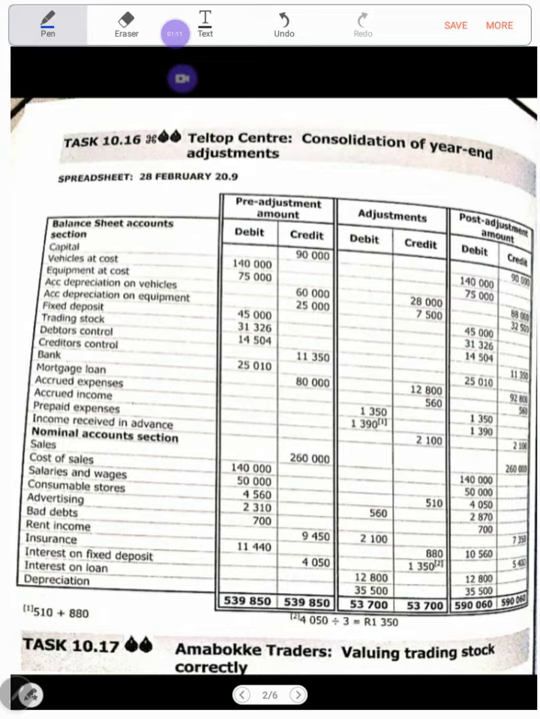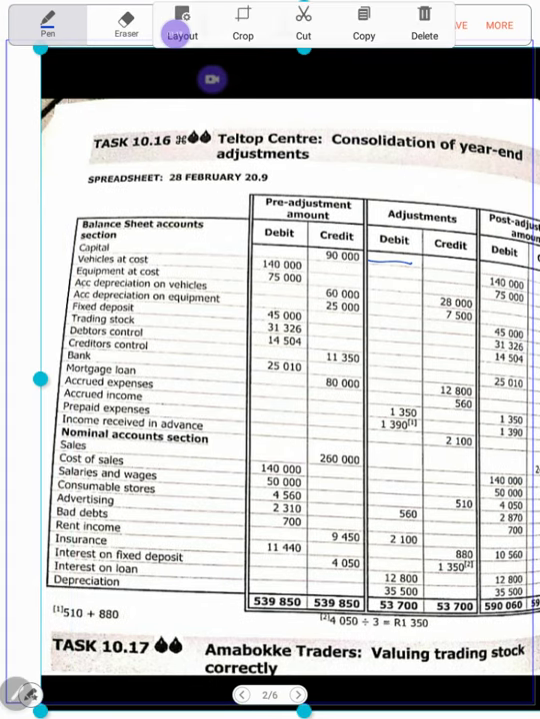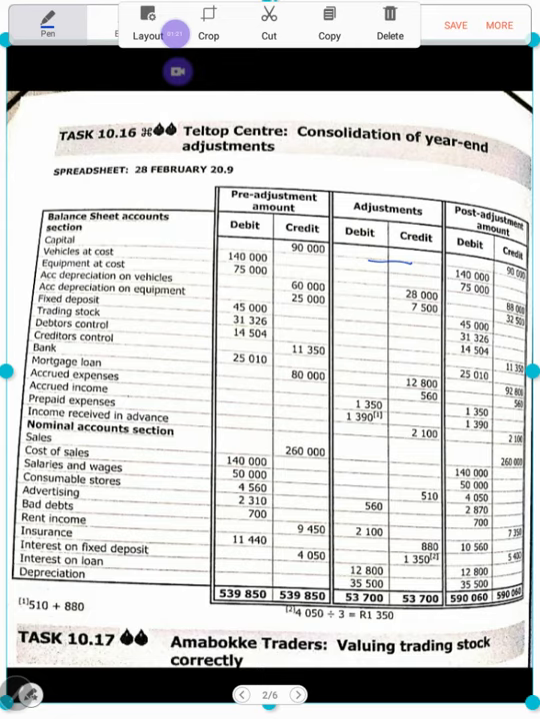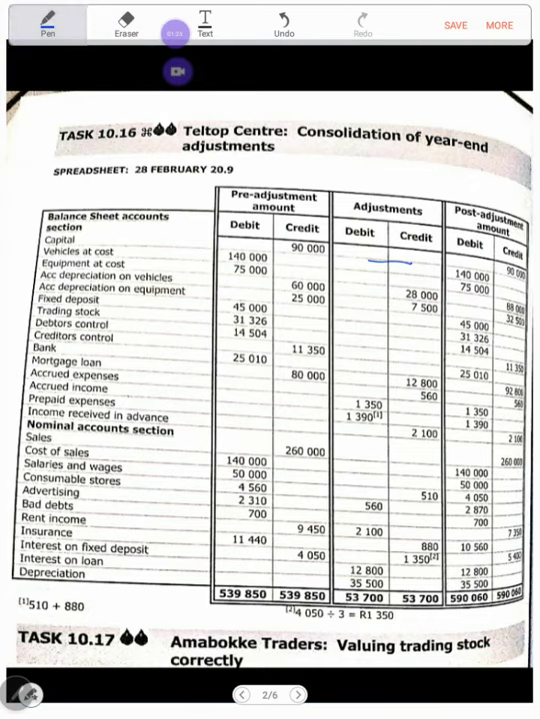Alright, so you'll see that where there are blanks, as you can see, capital has a blank, vehicles has a blank, equipment is blank, fixed deposit is blank. There was no adjustment at trading stock, debtors control, creditors control, bank, cost of sales, salaries and wages. So those adjustments will remain the same. As you can see, there was no adjustment at capital, so it will remain 90,000.